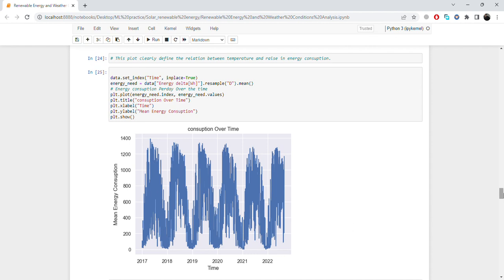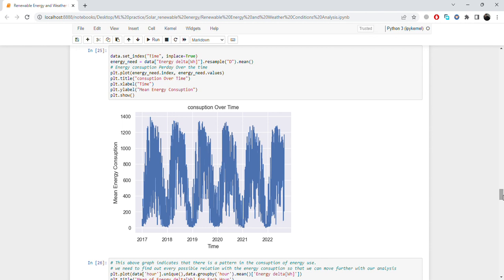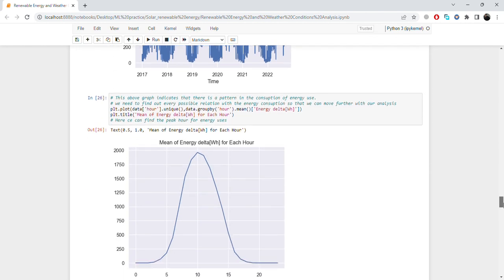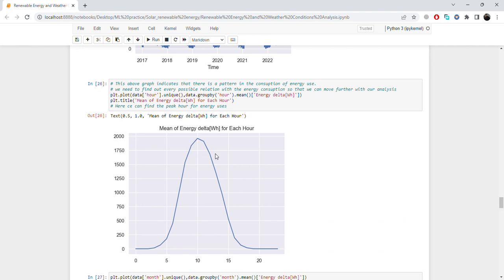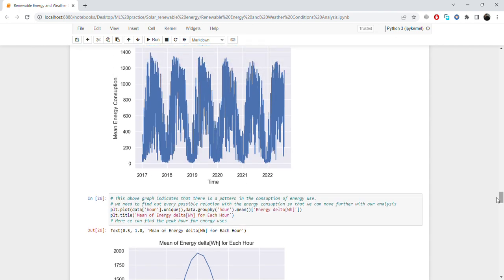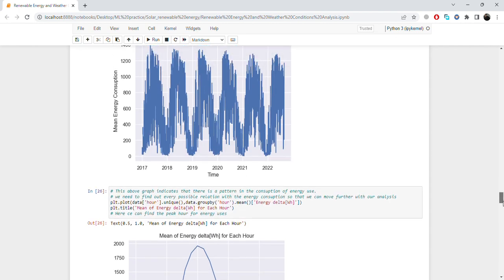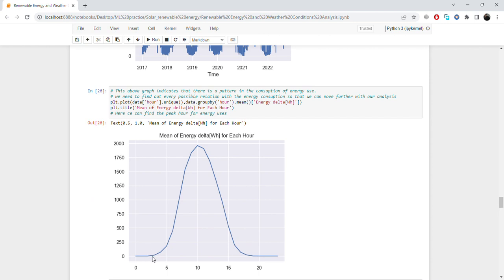To justify that and bring more information, we developed more curves, like the mean energy delta with each hour. You can see that this curve also signifies that at some times there is no change in the energy consumption, while at other times there is a significant change, and we can find the peak hour of a day. The peak hour lasts from about 9 a.m. to mostly 3 p.m. So these are the peak hours.